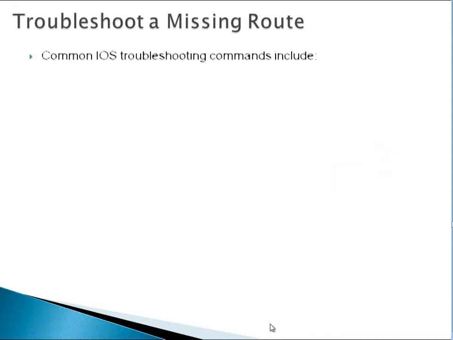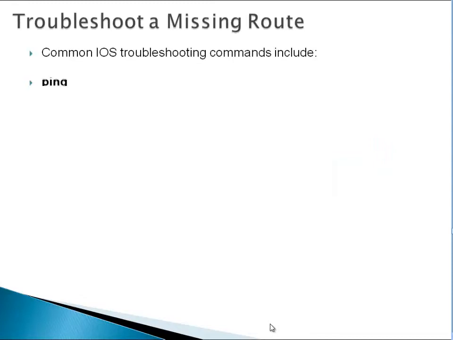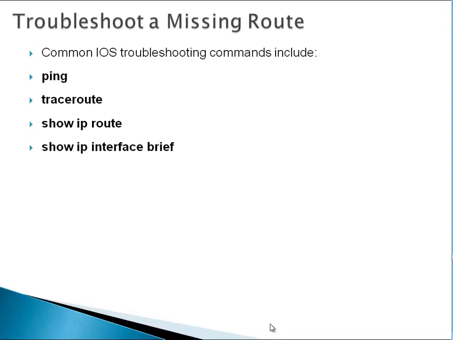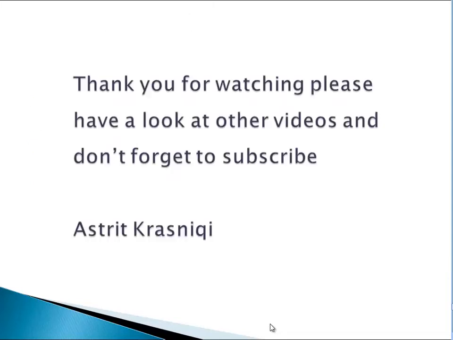Troubleshooting a missing route. Same as with IPv4. With the troubleshooting, we use ping and traceroute, both for IPv6 and IPv4. Ping, traceroute, show IP route. For IPv6 it will be show IPv6 route, show IP interface brief, and show CDP neighbors.